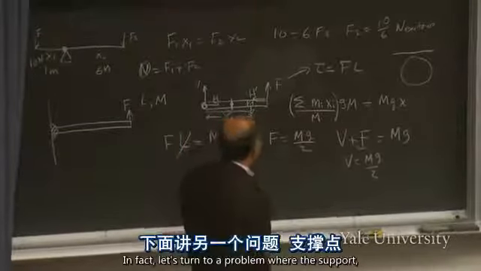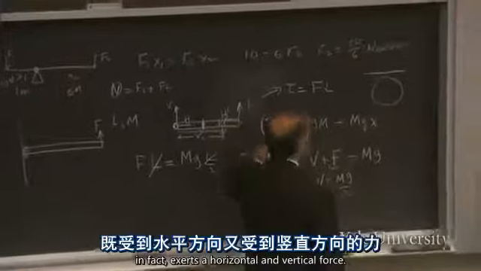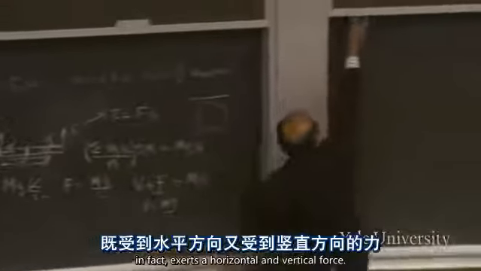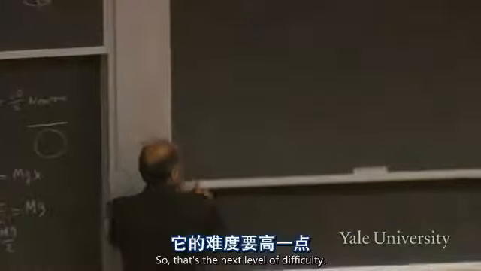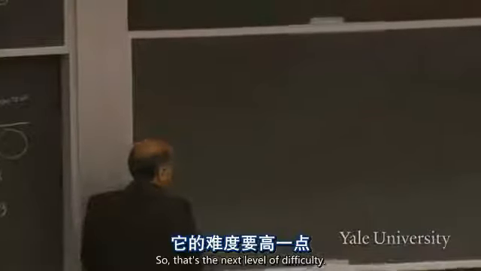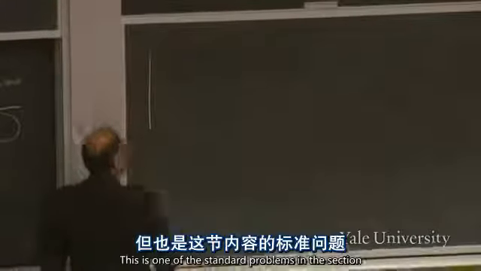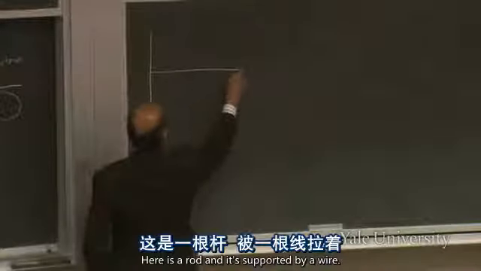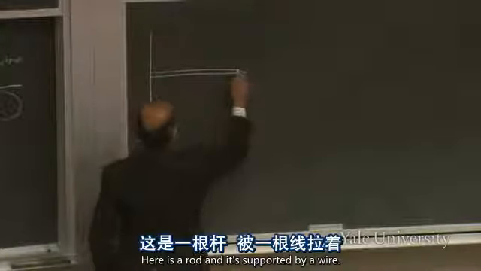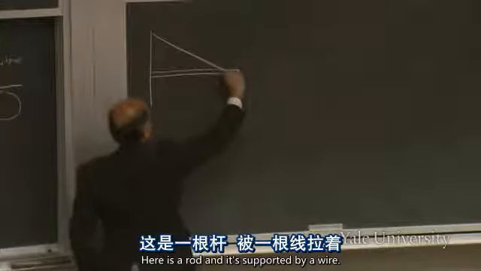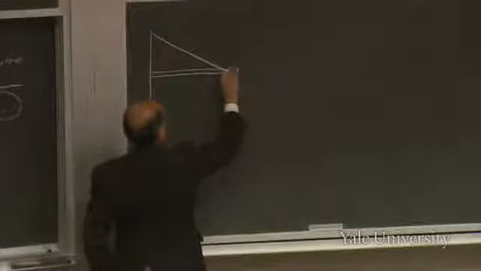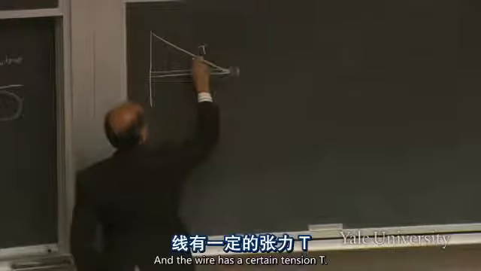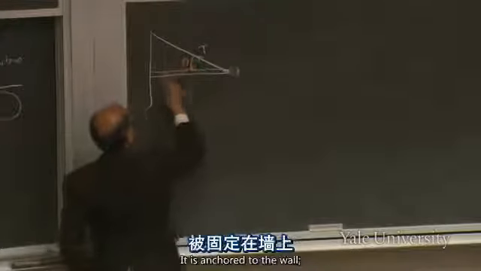In fact, let's turn to a problem where the support, in fact, exerts a horizontal and vertical force. So that's the next level of difficulty. This is one of the standard problems in this section, and it goes like this. Here is a rod, and it's supported by a wire. And the wire has a certain tension T. It's anchored to the wall.